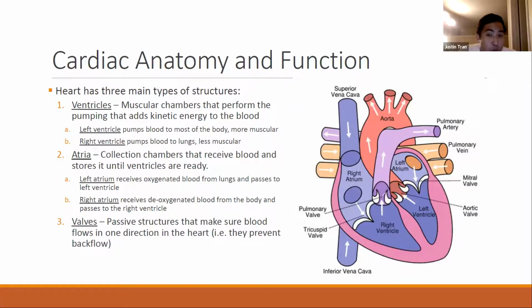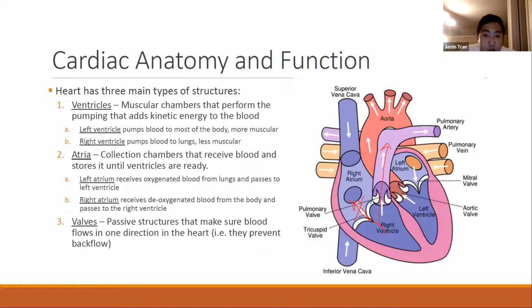And so the valves are really important just to make sure that the blood always goes in the direction that it needs to go. Okay, this is particularly important because of the atria, right? So when your left ventricle and right ventricle pump, you want to make sure that blood doesn't flow back into the atrium, right? We don't want this. We want the blood to actually go out the blood vessels like it's supposed to, right?